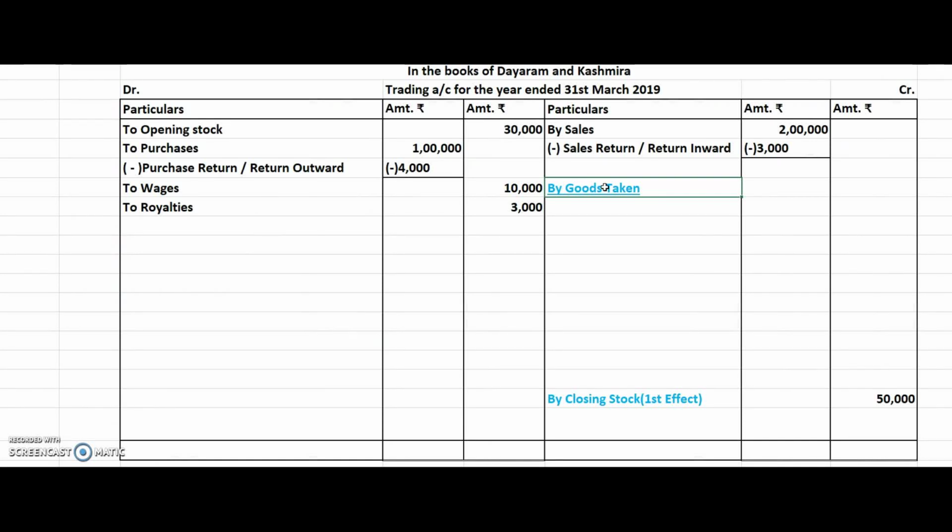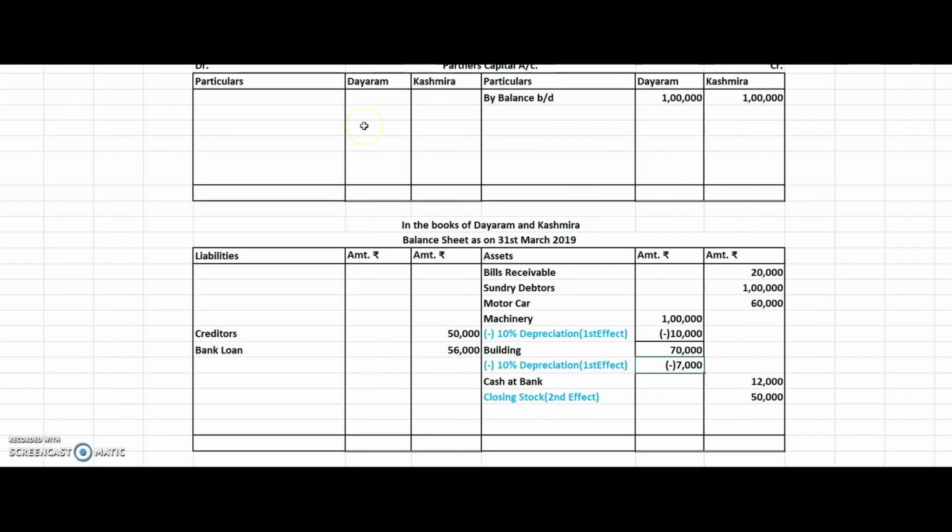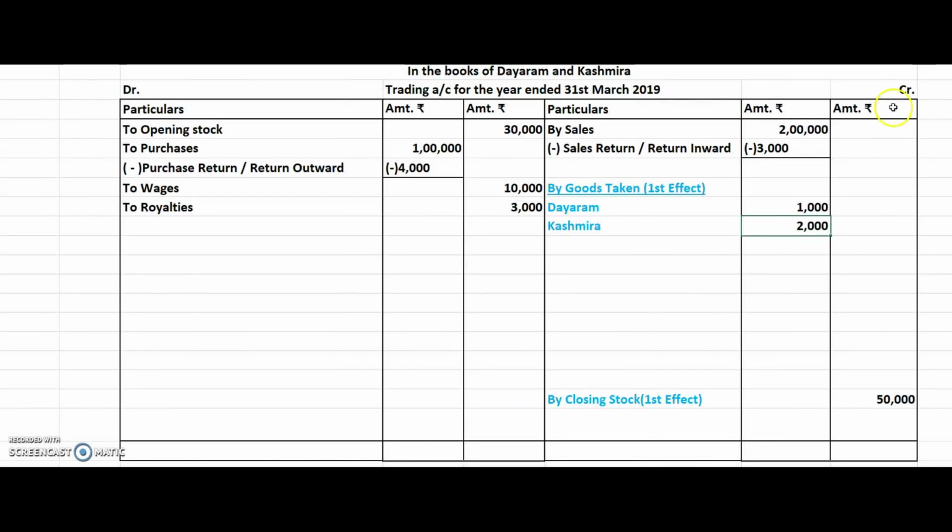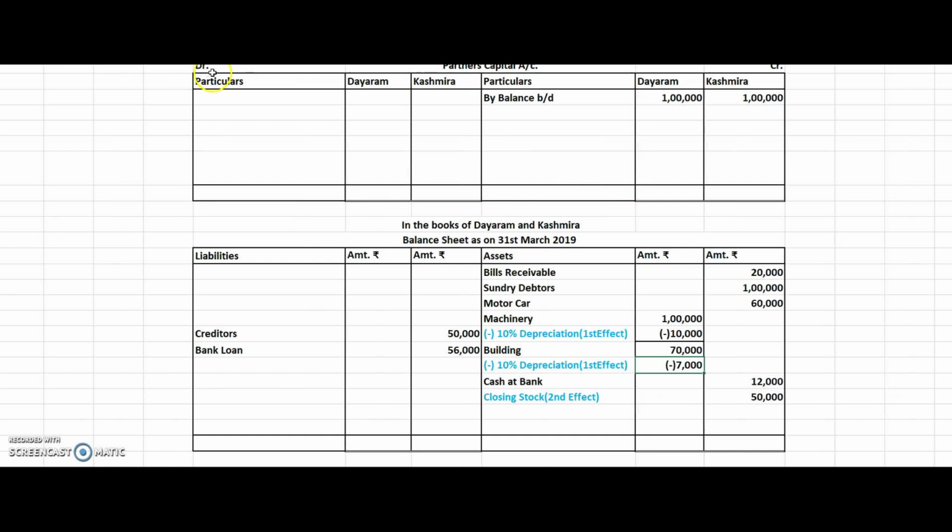गुड्स टेकन, ये फर्स्ट इफेक्ट हो गया. दयाराम ने 1000 के गुड्स लिए, कश्मीरा ने 2000 के गुड्स लिए, ये फर्स्ट इफेक्ट है. सेकेंड इफेक्ट, जब भी एक ओनर गुड्स लेकर जाता है तो वो ड्रॉइंग्स कहते हैं, और ओनर से कनेक्टेड सारी चीजें पार्टनर्स कैपिटल अकाउंट में हम लिखते हैं. तो ट्रेडिंग अकाउंट में ये फर्स्ट इफेक्ट था क्रेडिट साइड पे, और पार्टनर्स कैपिटल अकाउंट में वो आएगा डेबिट साइड पे.